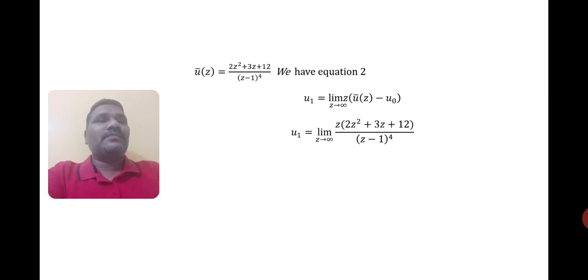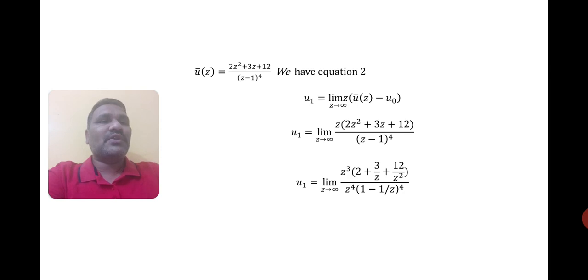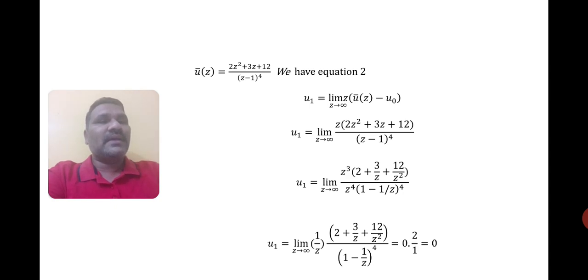u1 is equal to the limit as z tends to infinity of z times (2z² + 3z + 12) over (z − 1)⁴. Once again, the same step: I took z² in common from the bracket. One more z is outside, so it will become z³. This is the simplification you can see: z³ into the bracket (2 + 3/z + 12/z²) over z⁴ times (1 − 1/z)⁴. So it will get cancelled over here. We will get once again the answer as 0.